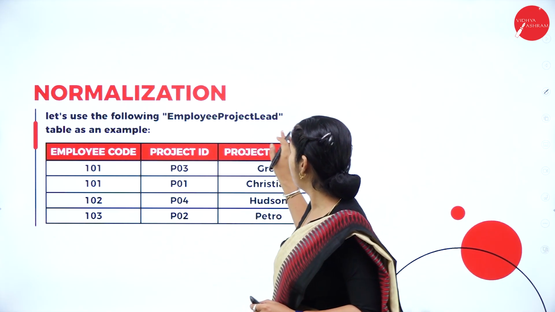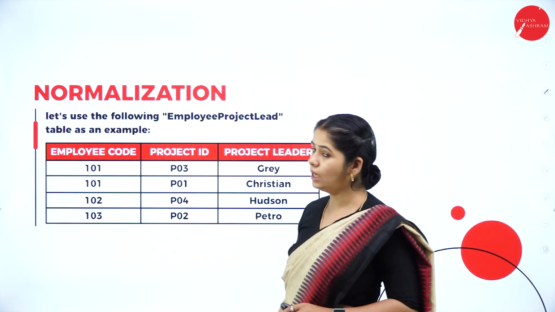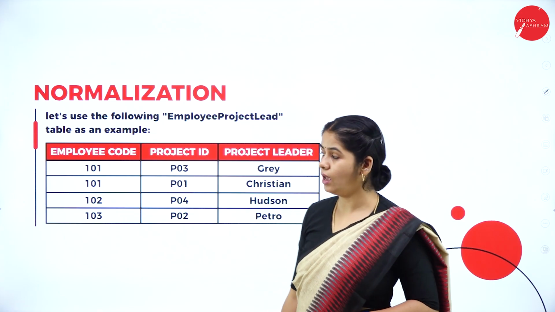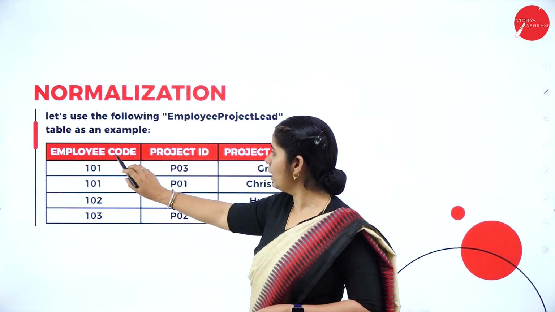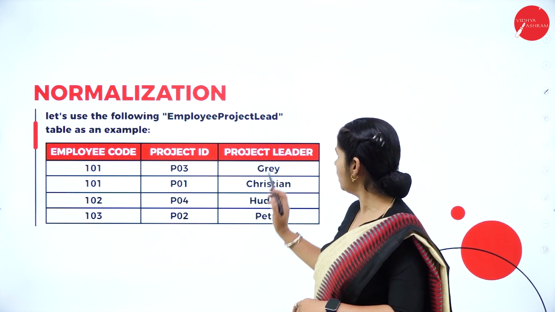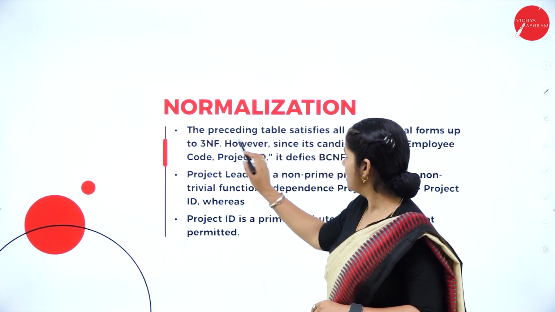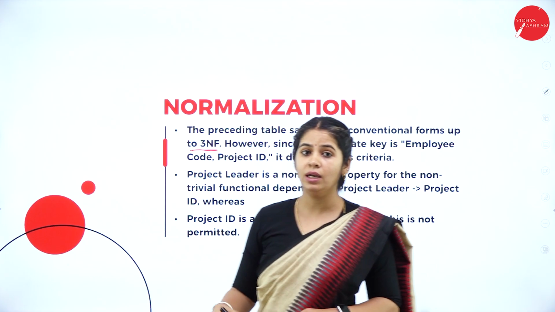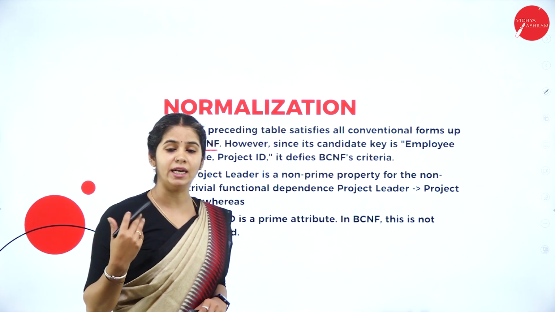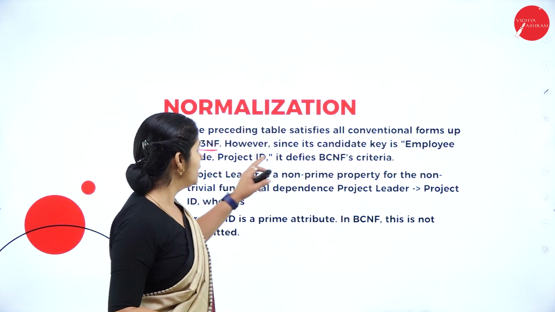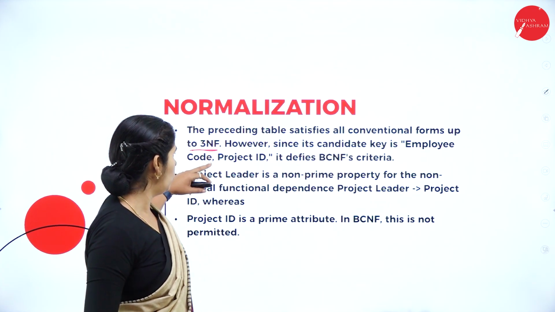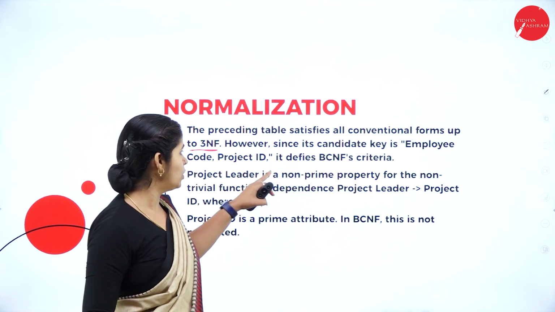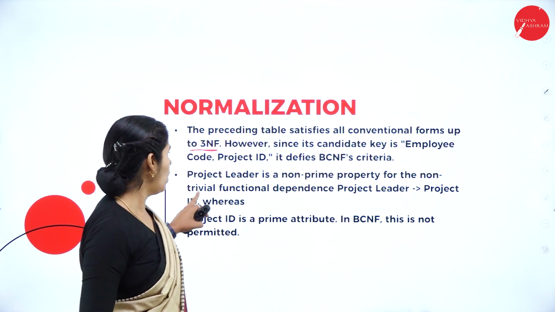Let us use the following employee project lead table as an example. We are taking one example to convert from one normal form to BCNF. Here how many attributes do we have? Employee code, project ID and project lead. In this, the preceding table satisfies all the constraints of third normal form. Still 3NF, it is correct. The candidate key is employee code and project ID, which defines the BCNF criteria. The project lead is a non-prime attribute of a non-trivial dependency.